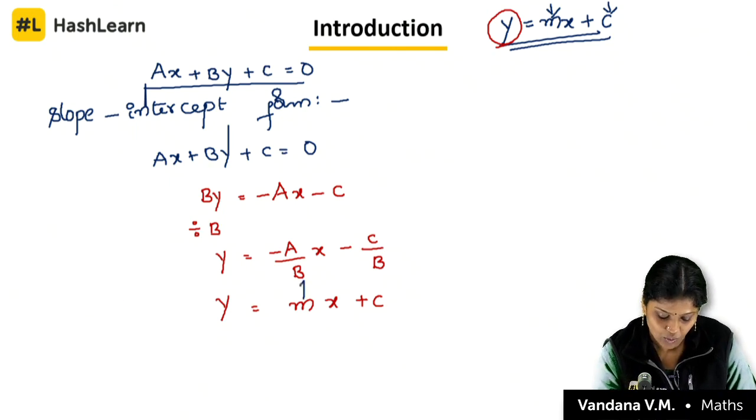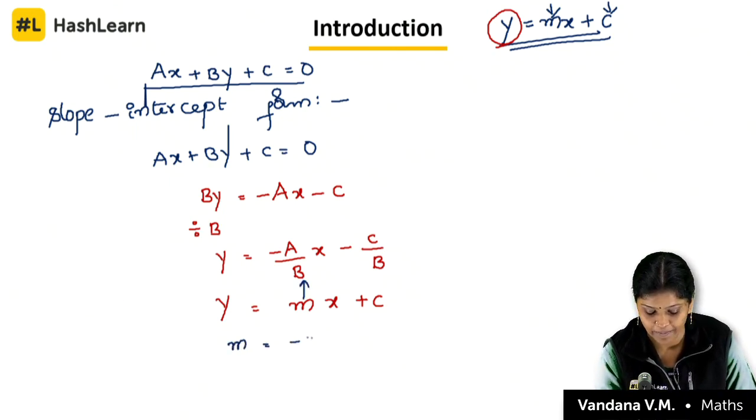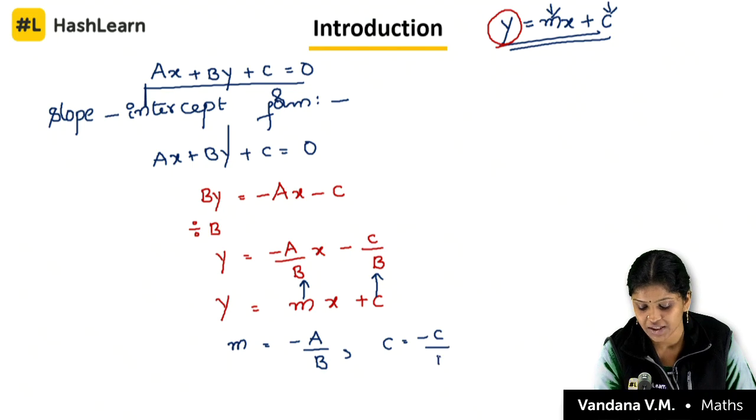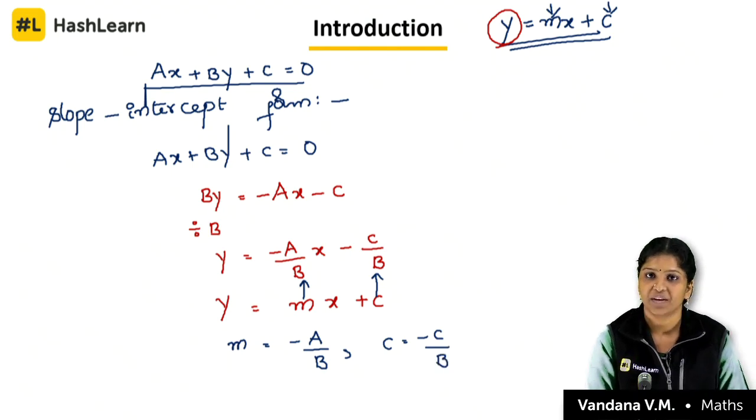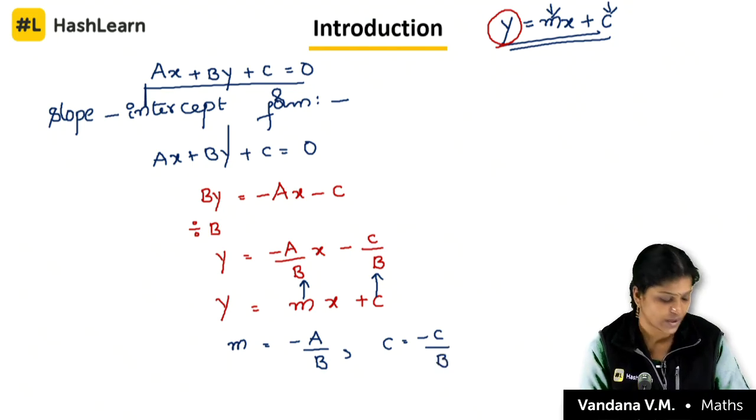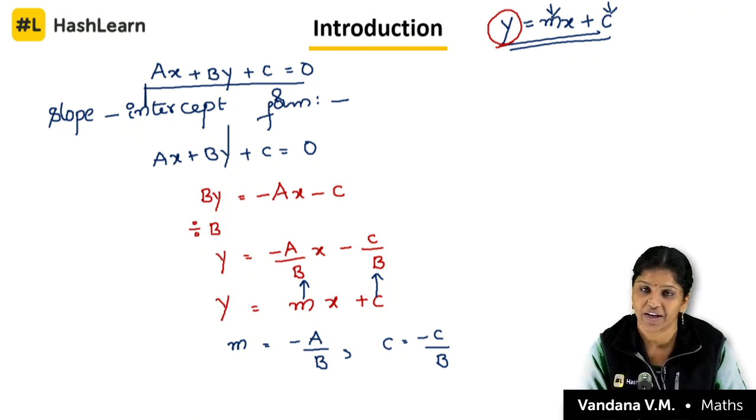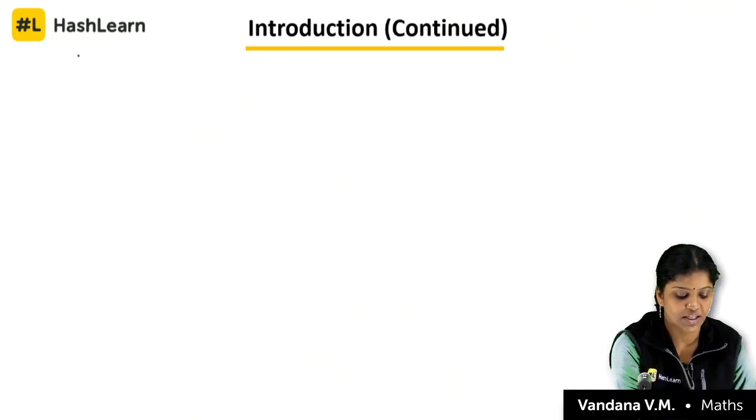Now compare. What is your slope? Slope is minus a by b. What is your y-intercept? c is equal to minus c by b. It's very easy, right? In the same way, you can convert this into the intercept form also. What is the intercept form?